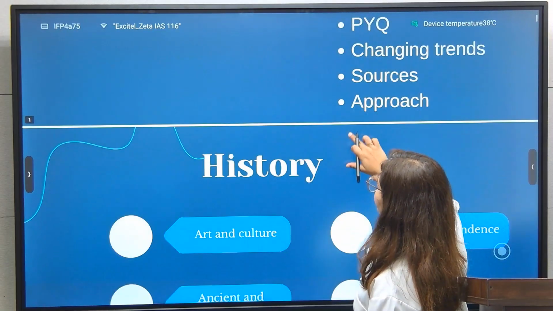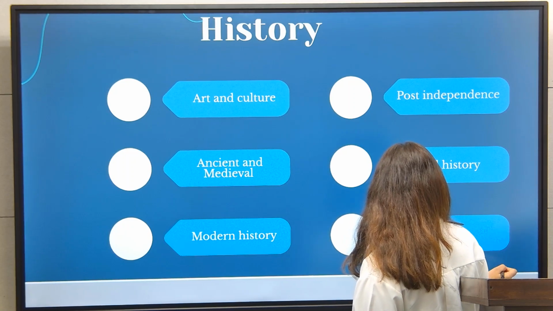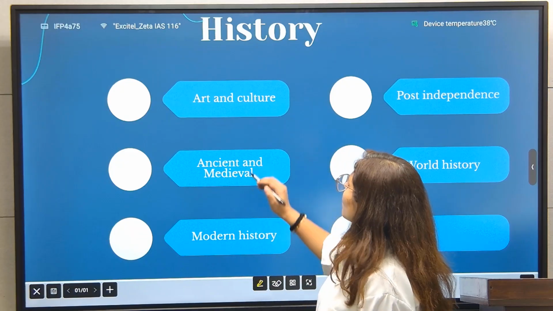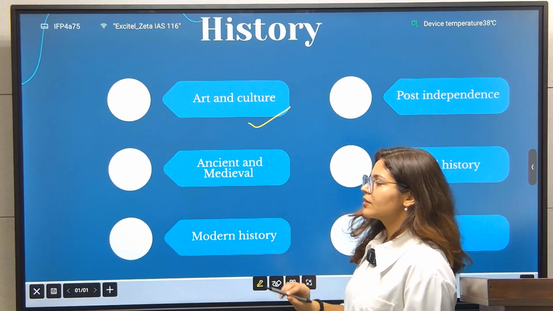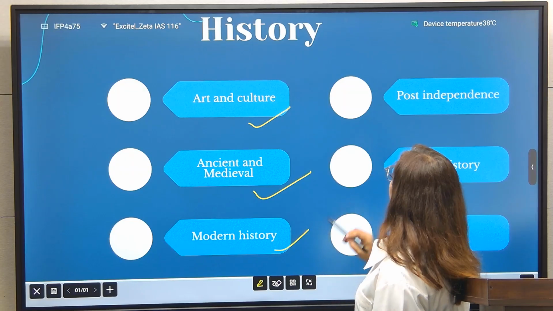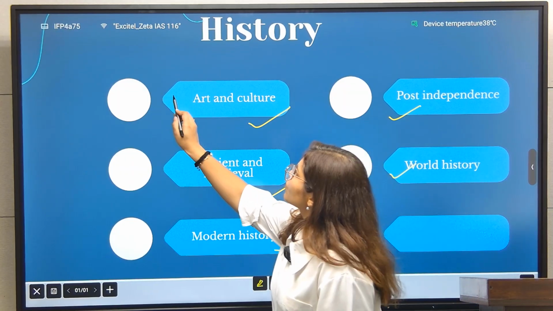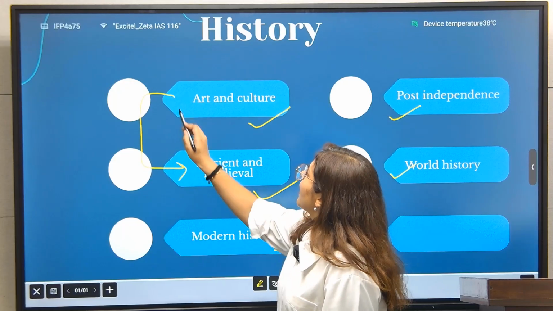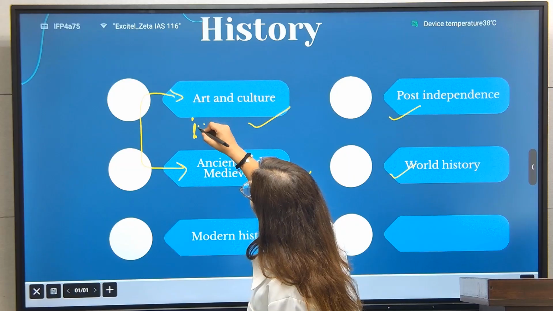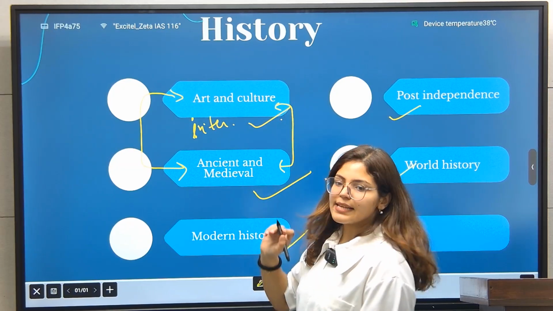So let's jump into the history part. History has 5 subdivisions. The first one is art and culture. The second one is ancient and medieval. The third one is modern history, post-independence and world history. These two, art and culture and ancient medieval, have interlinkage, which means you have to study these two subjects simultaneously.